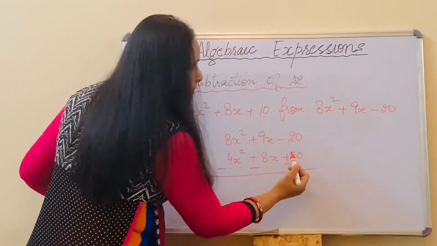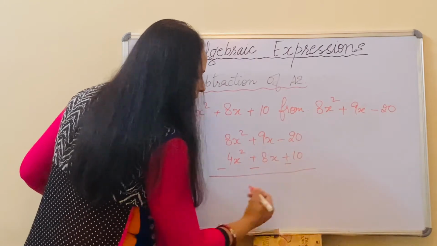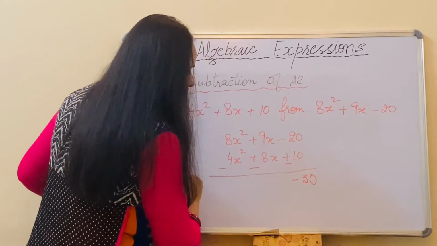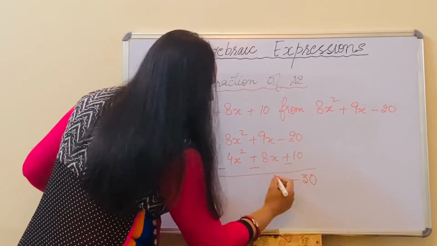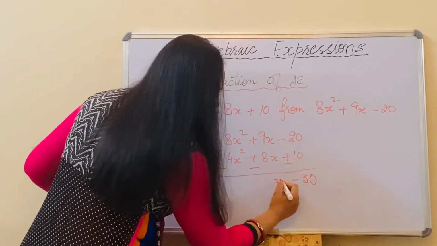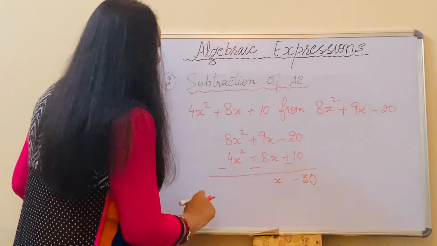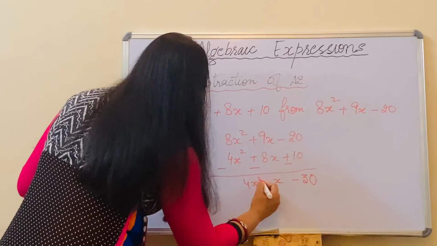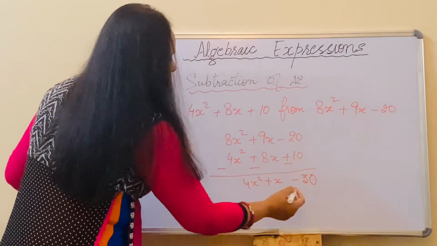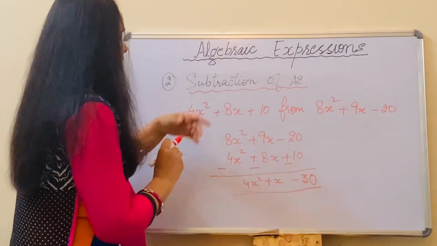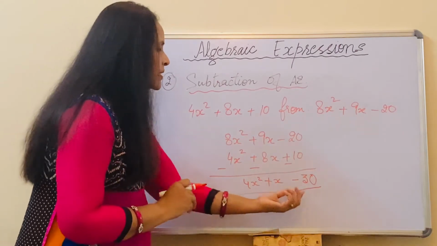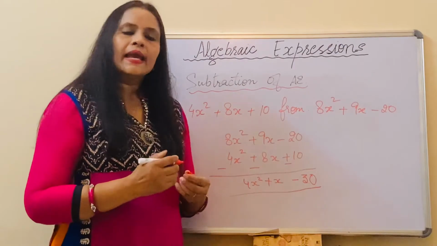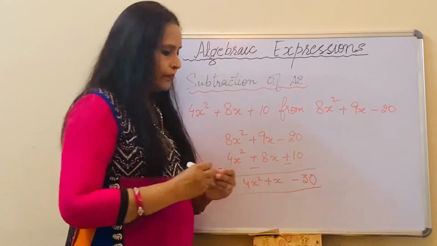Minus 20, minus 10. Minus minus is plus, means minus 30. Plus minus is minus, we have to subtract it. 9 minus 8 is 1, that is simply x. It comes out to be 4x square. So the solution is 4x square plus x minus 30. This was the subtraction of the algebraic expression.